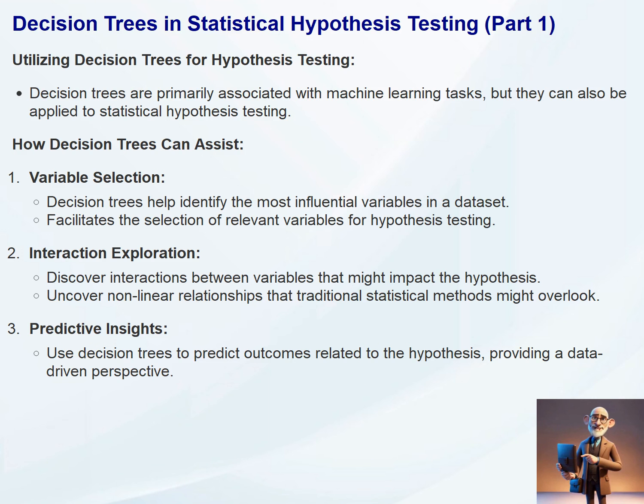Uncovering intricate interactions between variables is another forte of decision trees. This capability allows you to identify nuanced relationships that might significantly impact your hypothesis, including nonlinear associations often overlooked by traditional statistical methods. Harnessing the predictive power of decision trees, you can generate valuable insights related to your hypothesis. This data-driven perspective enhances the depth and accuracy of your predictions, contributing to a more robust hypothesis testing framework.